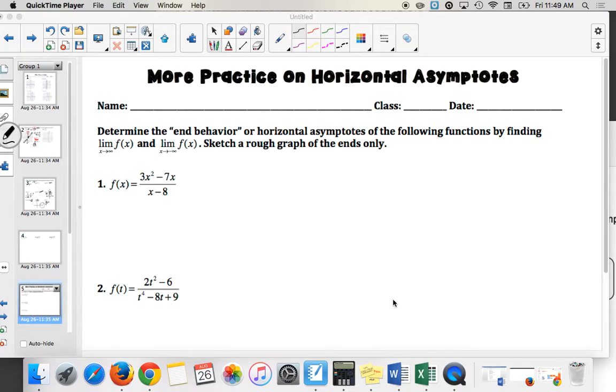That's very important. We want to know what's happening on both sides of the graph because, like I said, some will have two horizontal asymptotes.